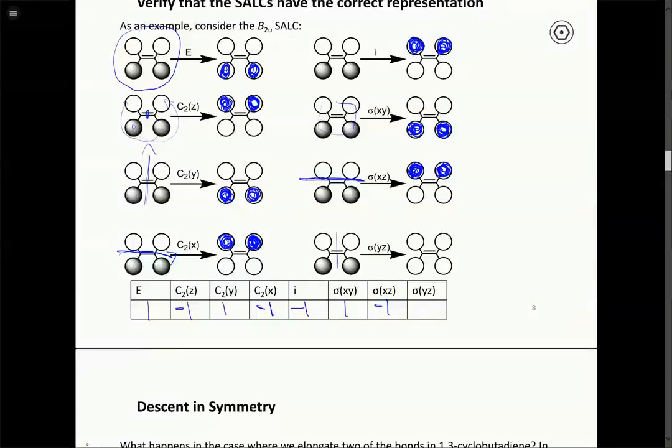And then for YZ, we should see that the sign is retained. We get the same phases where the two positive ones reflect onto each other, the two negative ones also reflect onto each other, and so that doesn't change the sign of the SALC. So we get a +1 character for YZ. So we get 1, -1, 1, -1, -1, 1, -1, 1.